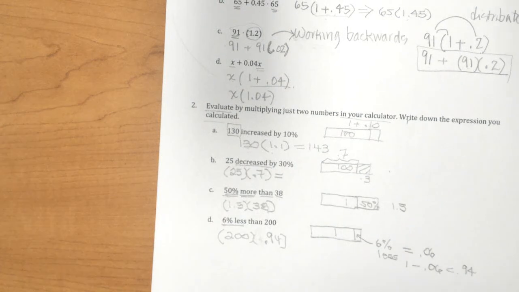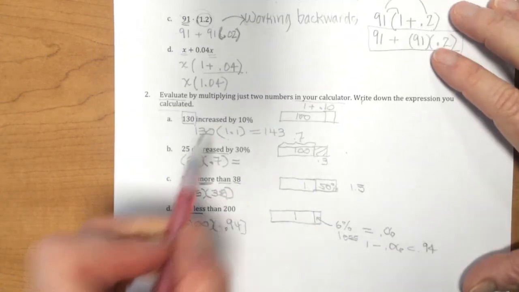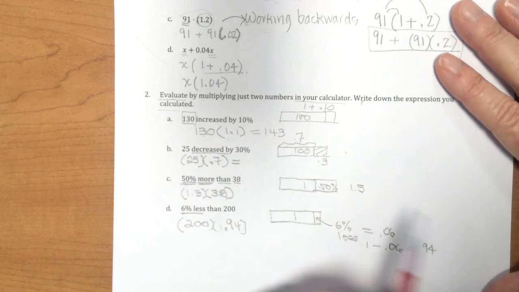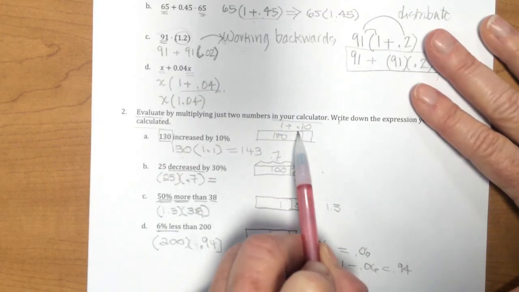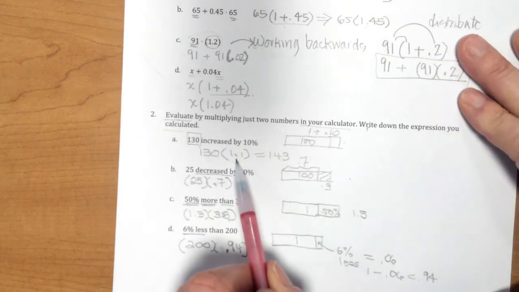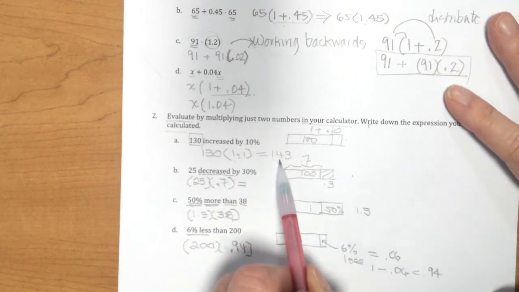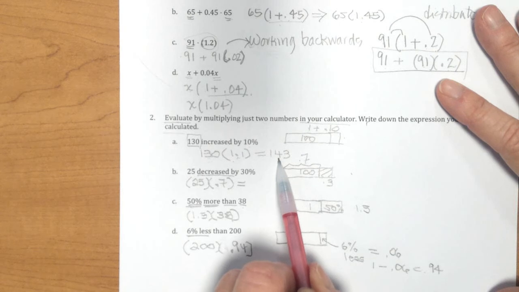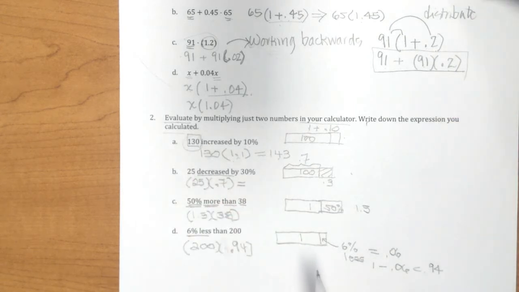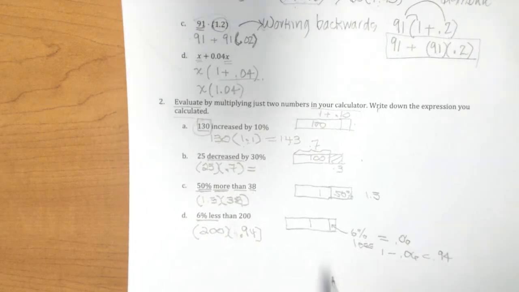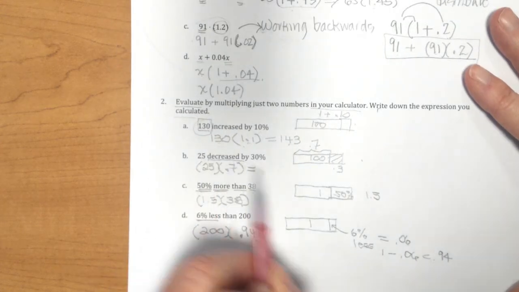Okay, so taking a look at my work here, you're going to see that I've got 130 increased by 10%. Again, I'm showing that 100 or that 1 plus 0.10, I'm going to multiply it by 1.1, which is equal to 143. And again, I know that the answer is definitely going to be bigger than 130 because I'm increasing it. When I have a decrease, I know it's going to be below.